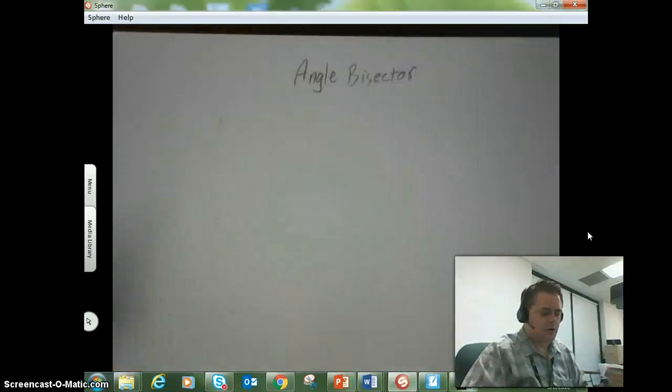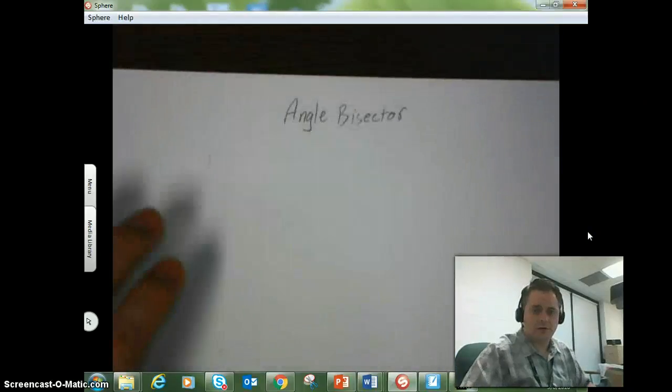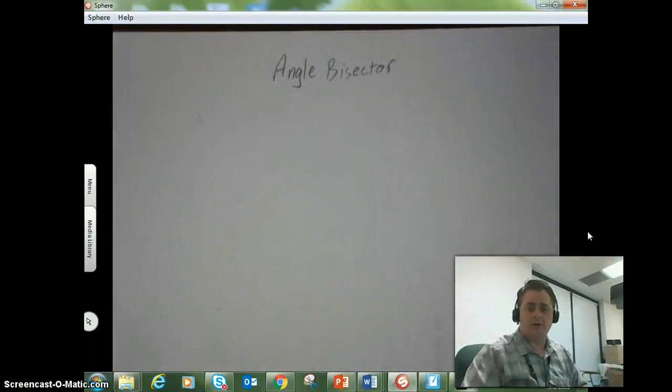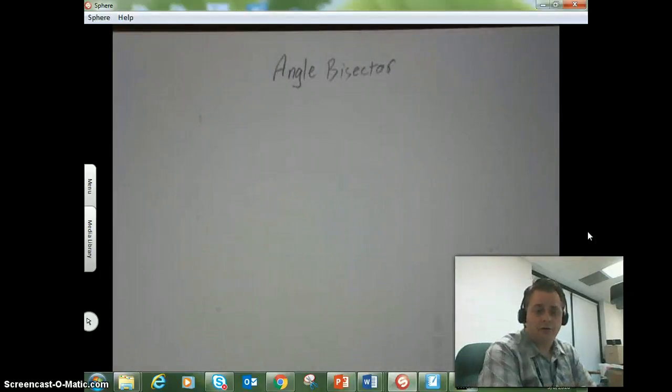We're going to be looking at a next construction here. We're going to be looking at angle bisectors. An angle bisector, remember the definition, is a ray that cuts an angle into two equal parts. So what we're going to be doing is constructing that ray.